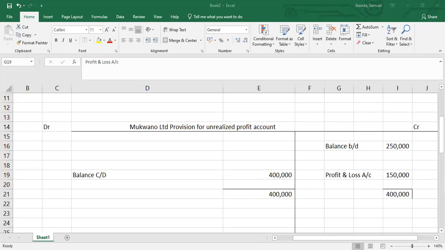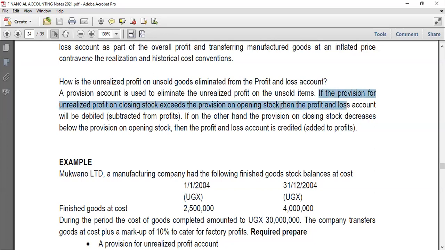If you followed this through from the start, we said that if the provision for unrealized profit on closing stock exceeds the provision on opening stock, then the profit and loss account will be debited and it will be subtracted from the profit. So this is what has happened. In the other scenario, where the provision on closing stock was lower than on opening stock, we would add it. For us, this is what we have.